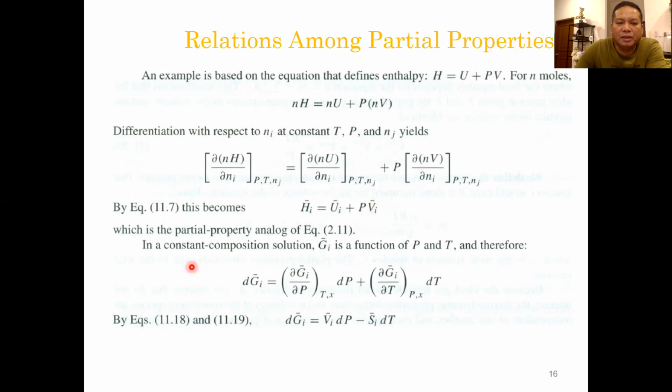So in a constant composition solution, G is a function of P and T. Now we manipulate it again at constant T and x, and it yields this equation: the change in partial G equals partial volume dP minus partial entropy dT.